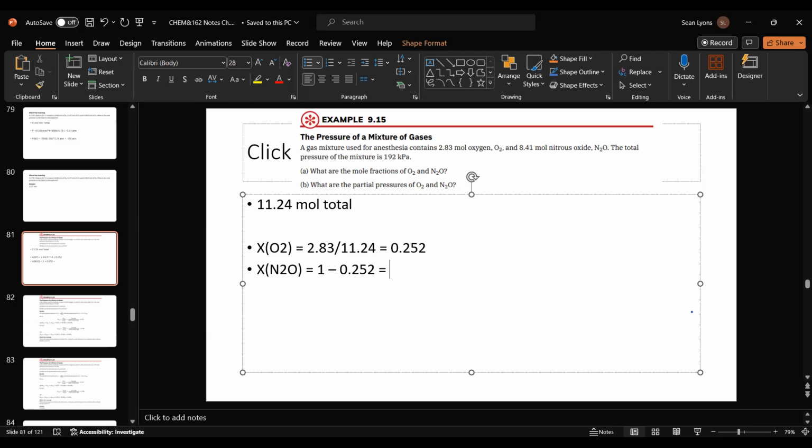So you think about it, it's a mixture of only these two components. So they've got to add up to the total sum. So if the mole fraction of oxygen is 0.252, that means the mole fraction of nitrous oxide must be 0.746. You could still use the mole fraction equation. So if you did 8.41 divided by 11.24, you get the same value there. Maybe rounded by like 0.001 different, just based on how the rounding goes sometimes, but should be the same.